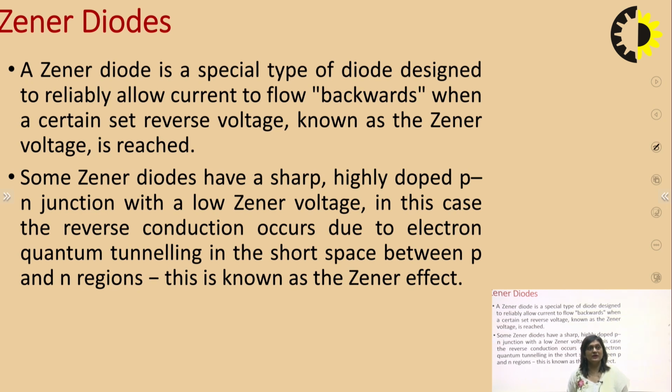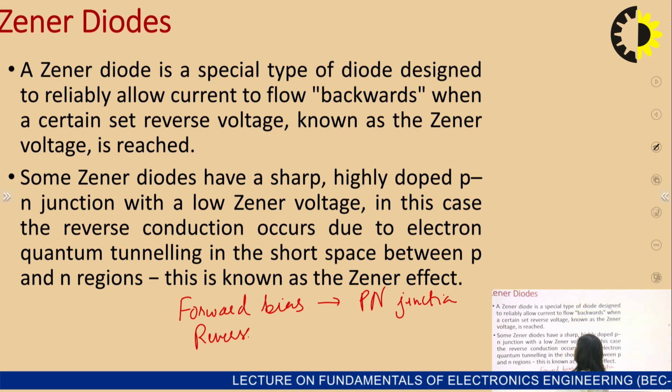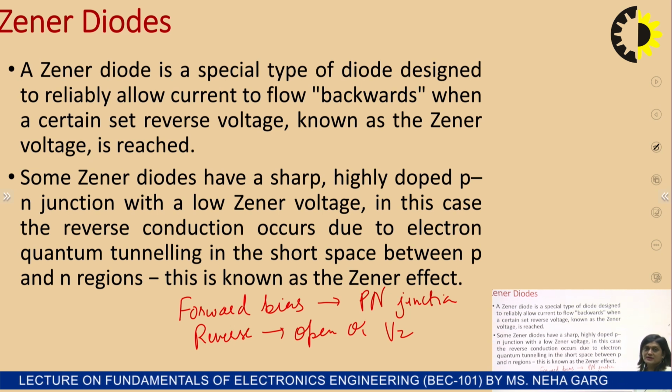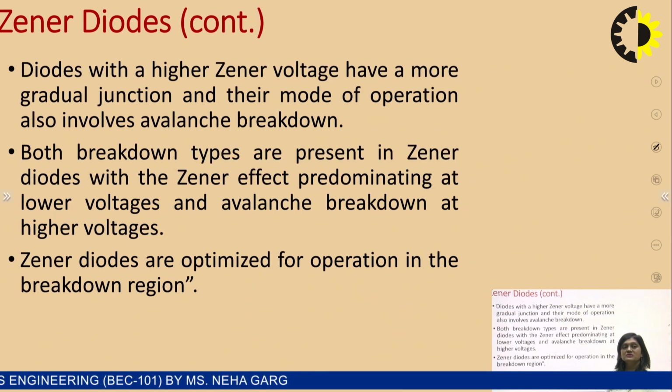And when Zener diode is operated in the forward bias, it will behave as a normal PN junction diode, and when it is reverse bias, it may be open circuit or may be replaced with VZ voltage, depending upon how much voltage we have applied across the Zener diode in reverse bias. So the symbol of the Zener diode is like in this way.